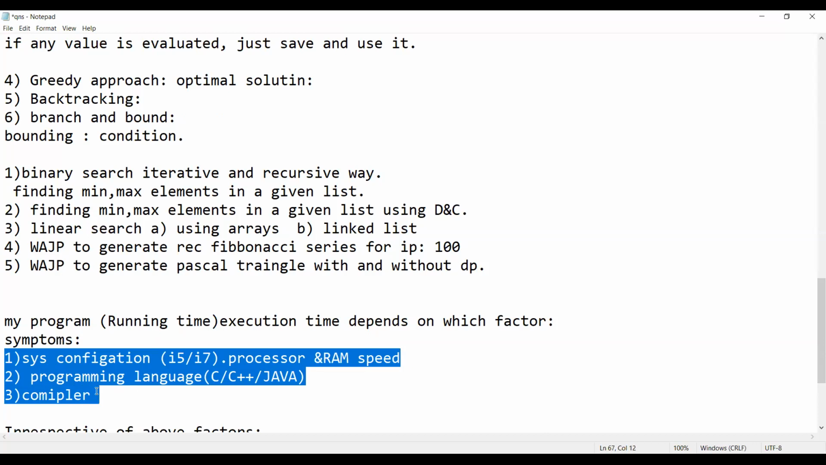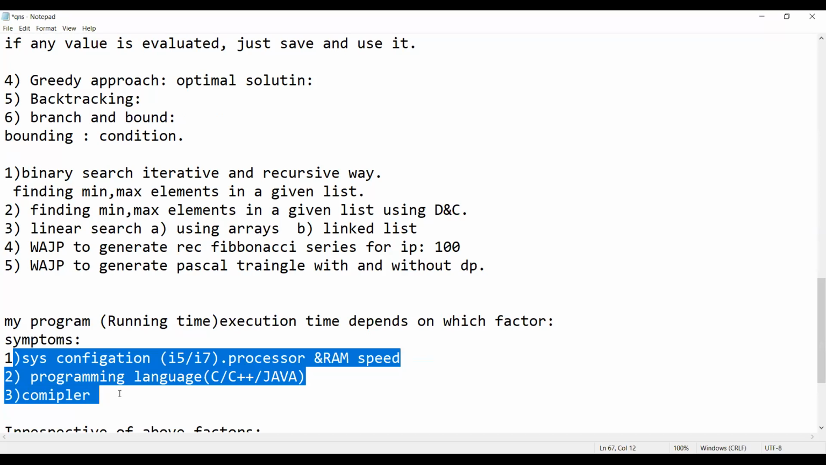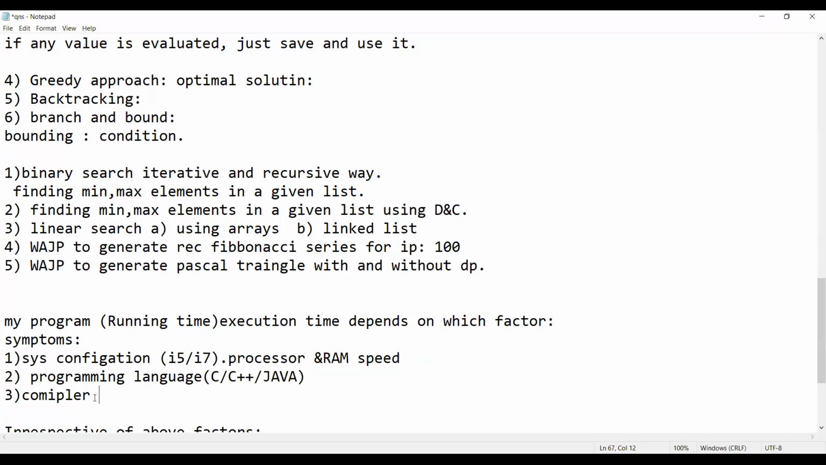Right? So these factors are changing from system to system. Irrespective of these factors, these are the symptoms: system configuration, programming language, and which compiler you are using. Irrespective of these, you need to evaluate only the mathematical operations, which operations we are using here. For that purpose, we go for asymptotic notations.